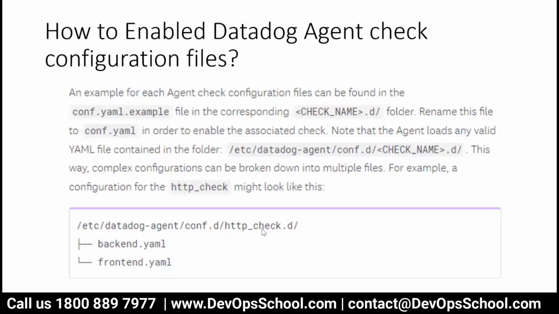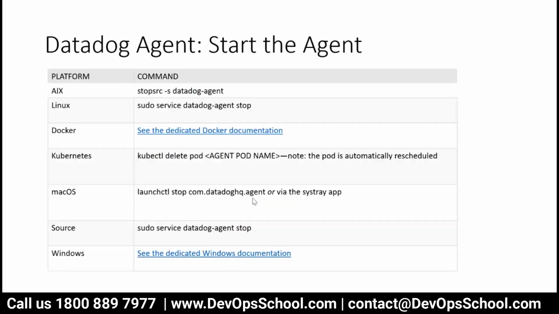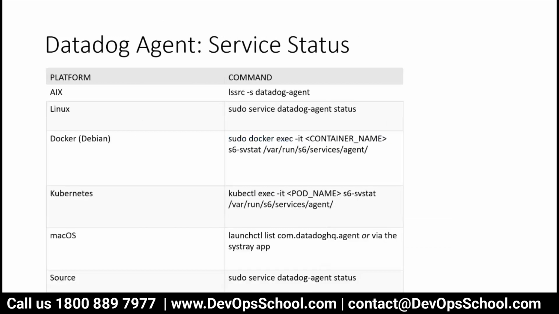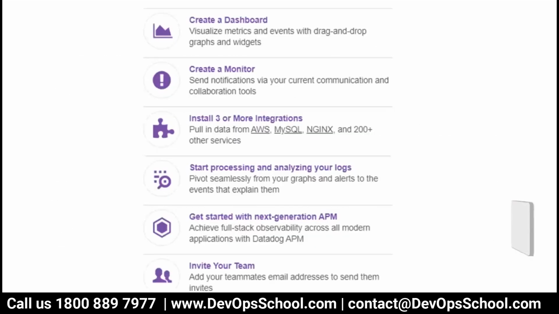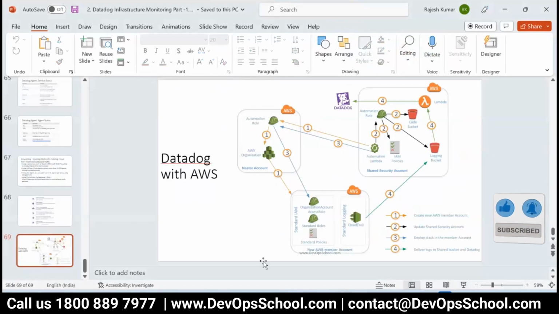Under conf.d you have apache.d and http_check.d. Inside that, you see there's a YAML file. These YAML files which you see are only for http_check, nothing else. I'll explain all of this a little bit later while doing it, so you'll understand. Troubleshooting we'll experience throughout the sessions, and these are the commands to start and stop the agent. I'll show you that also. Okay, so done. And now time has come for demo time.